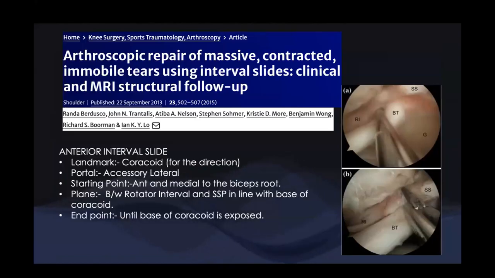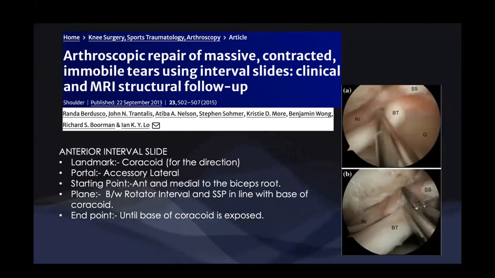So basically what you do is you take the coracoid as the landmark, you make an anterior lateral portal, you start from the anterior part to the medial part of the biceps root, and you go on clearing it. Now the plane that is to be formed is between the rotator interval and the supraspinatus in line with the base of the coracoid. This is done until you expose the base of the coracoid.